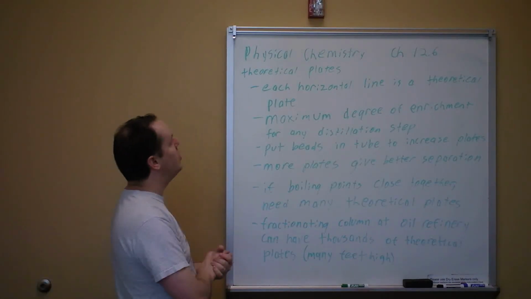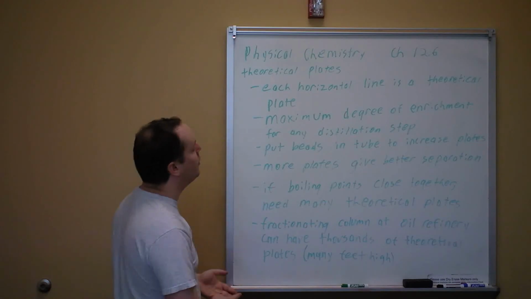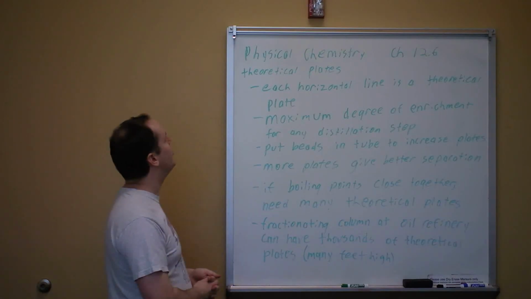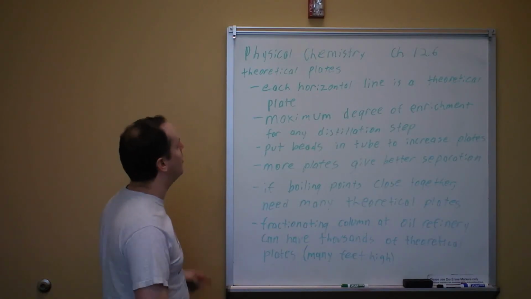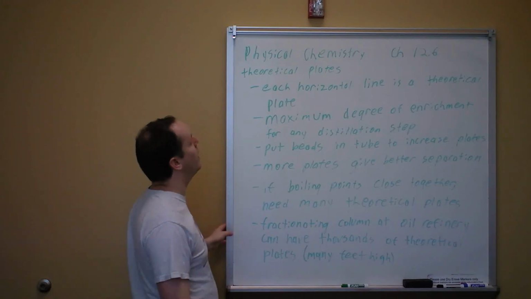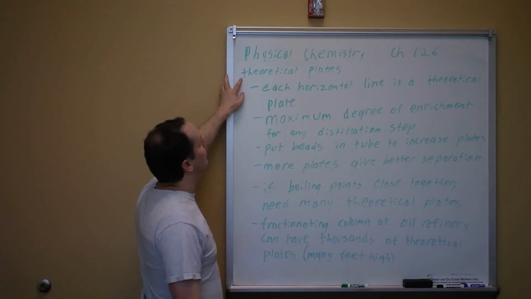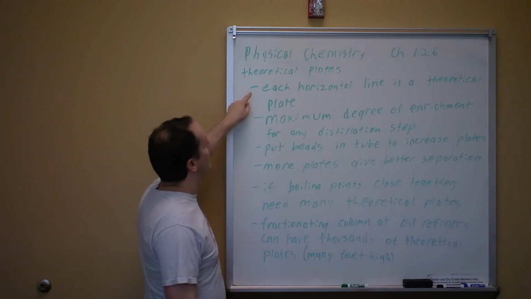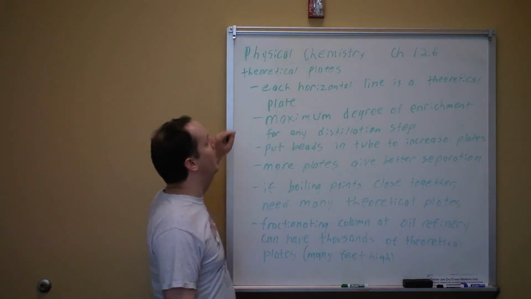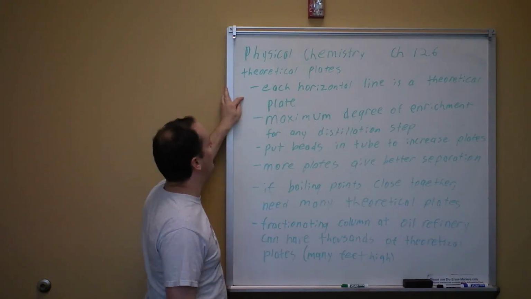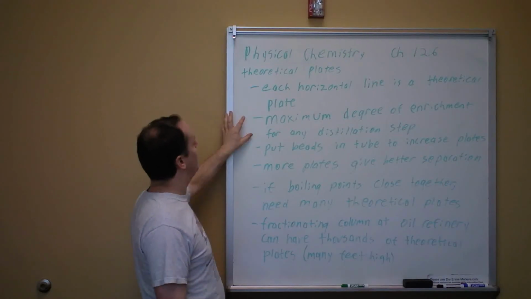Okay, physical chemistry, chapter 12, section 6. We're continuing about the liquid-vapor equilibrium in a constant pressure system. Now remember that graph on the previous slide and how we had those horizontal lines? So now we're talking about theoretical plates. Each one of those horizontal lines on that phase diagram on the previous slide is one theoretical plate.